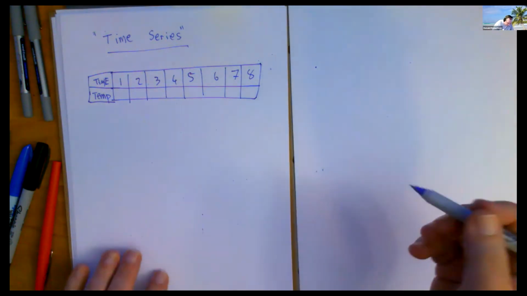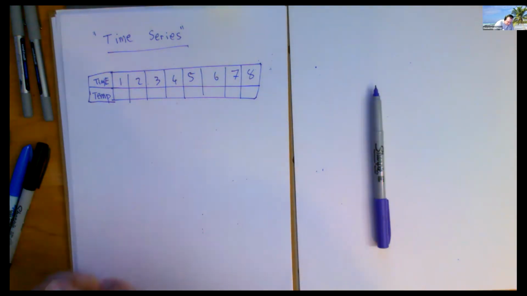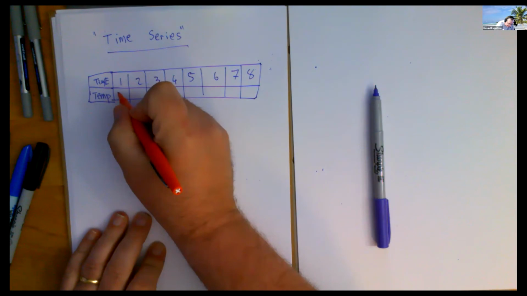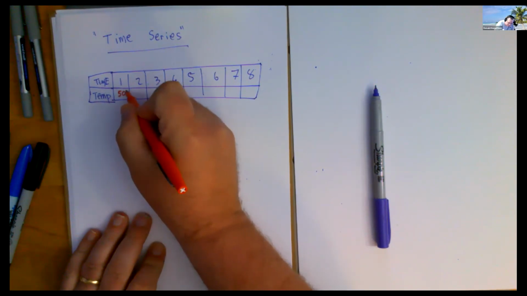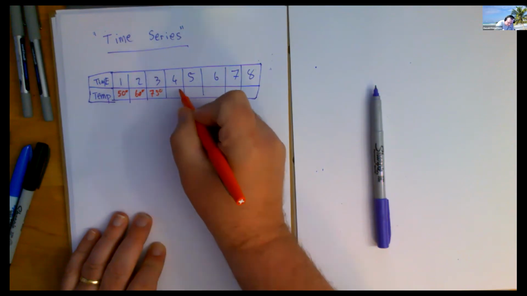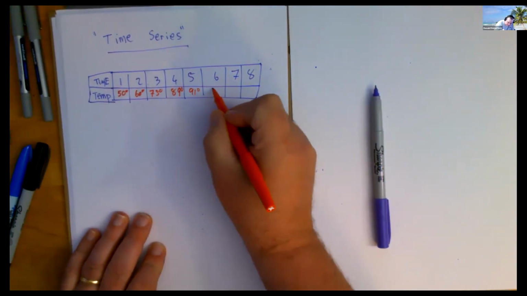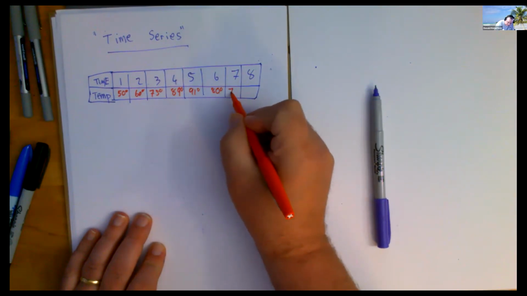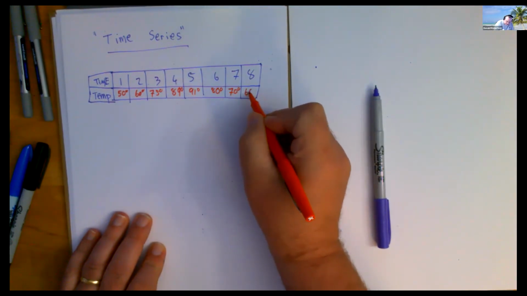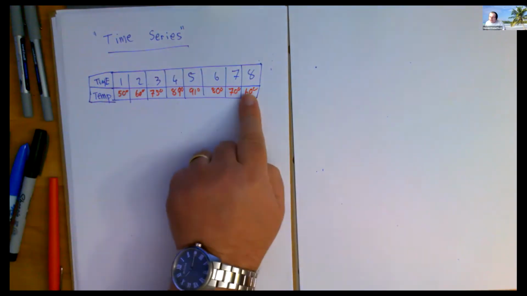So in this story, let's make the temperature in centigrade. So it started off at 50 degrees, and then it became 60, and then it became 75, and then it became 89, and then it became 91, and then it went 80 degrees, then it went 70 degrees, and then it went back down to 60. So you can imagine over an 8-minute period, there was some kind of chemical reaction, and now you've got your data and it looks like this.